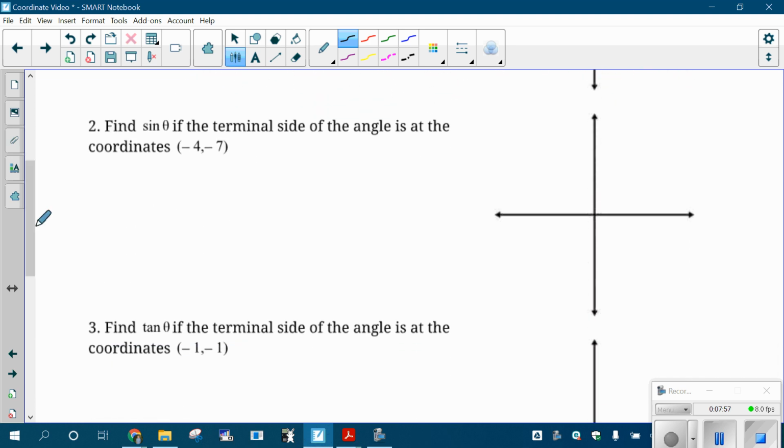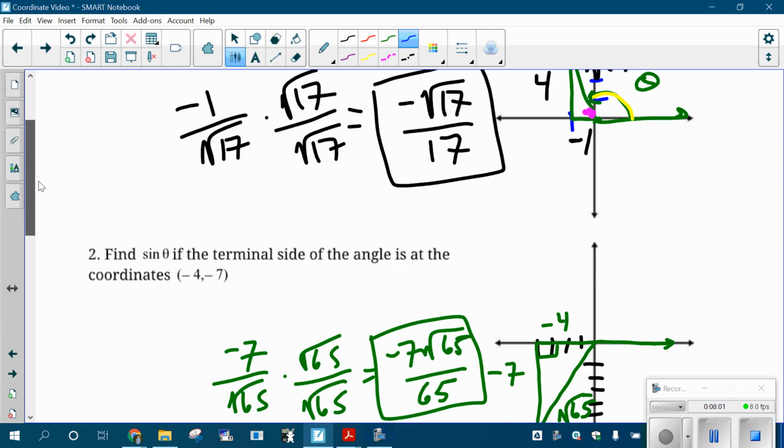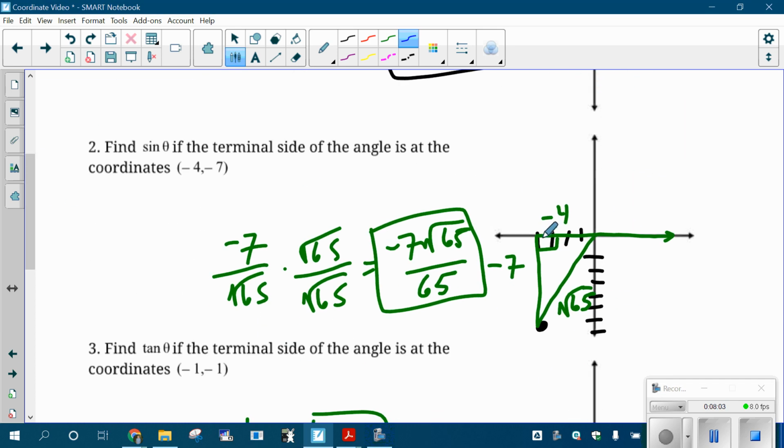Cool. I hope this isn't too bad. Okay, so if you take a look at number 2 here, I plotted the point of the terminal side. Again, we're talking about this as our angle, but I'm not looking at a triangle with theta. I'm looking at a triangle with the reference angle. And I did the Pythagorean theorem to figure out that the hypotenuse was square root of 65. By the way, the hypotenuse, the radius, is always going to be positive. It's never going to be negative.